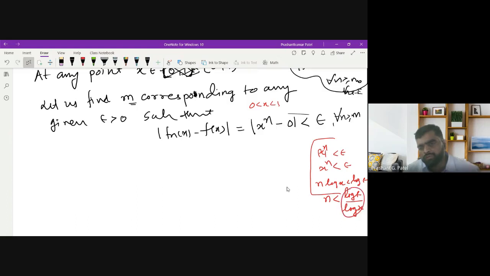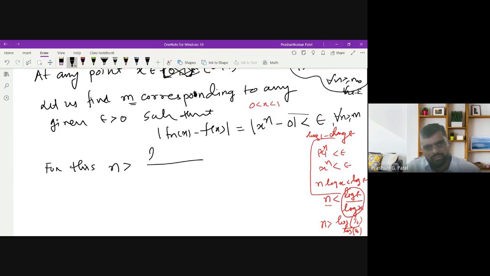So what I want is n is less than or equal to m. So this is n, so this is 1 upon n. I can write down n is greater than log of 1 upon epsilon upon log of 1 upon x. If I take the reciprocal and then do this, it gives log of 1 minus log epsilon, and that minus sign is adjusted. So n is greater than log of 1 by epsilon to log of 1 upon x.